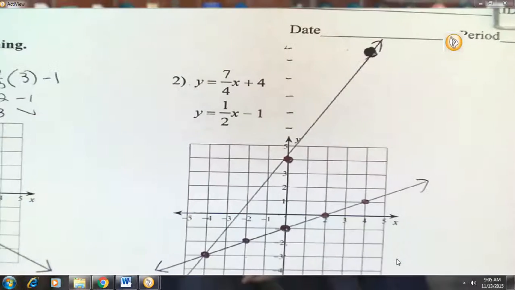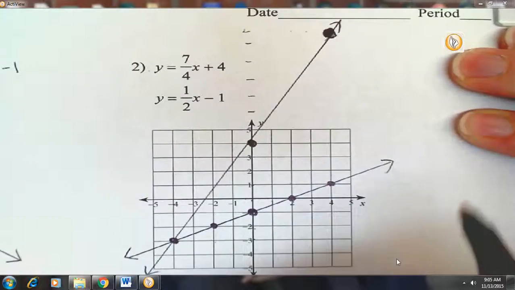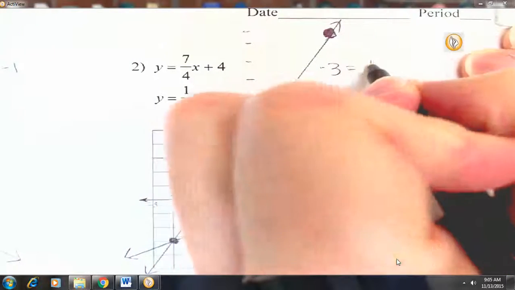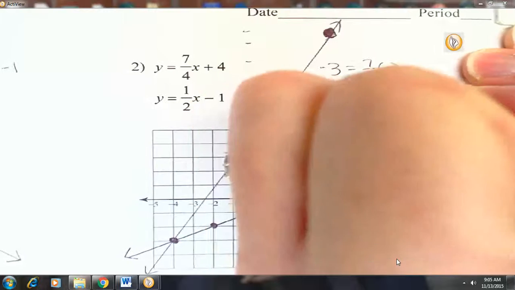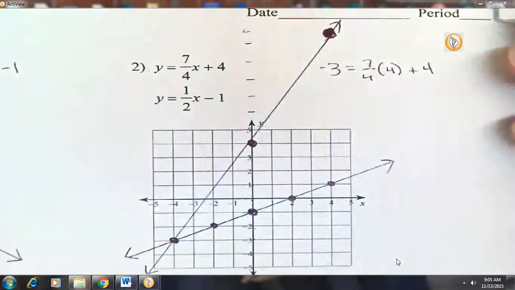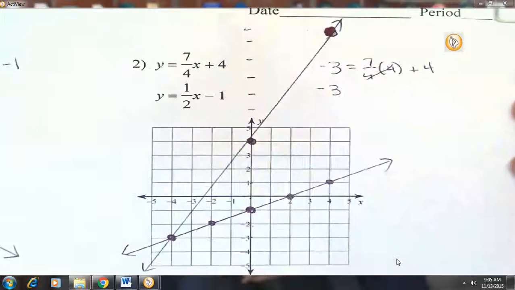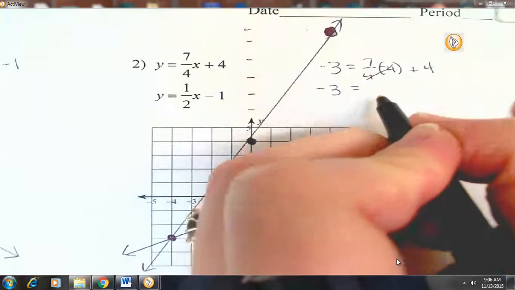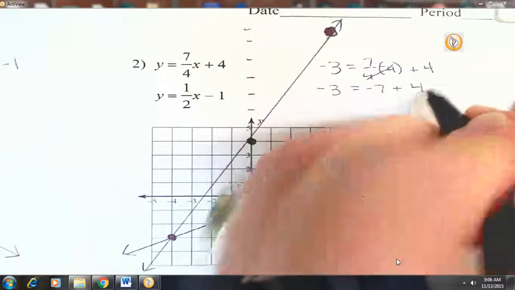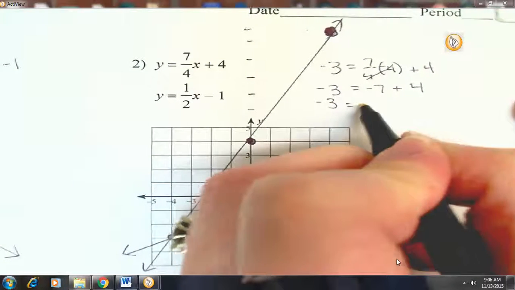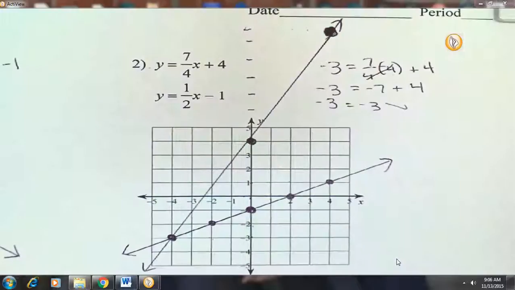So -3 equals 7/4 times -4 plus 4. 7/4 times -4 is -7. That's -7 plus 4, and -7 plus 4 is -3. So it worked out in the first equation.